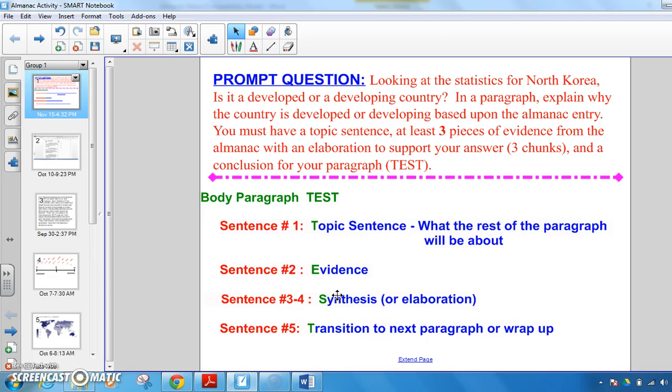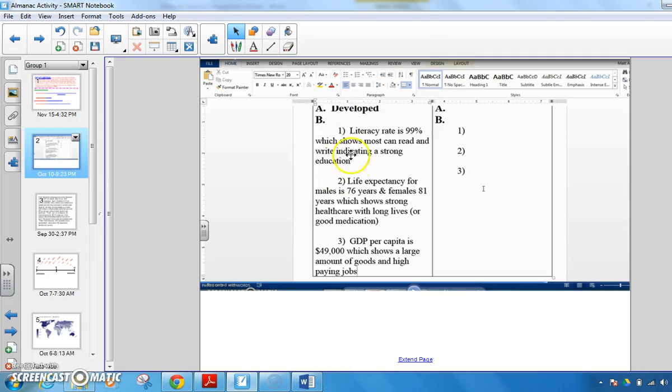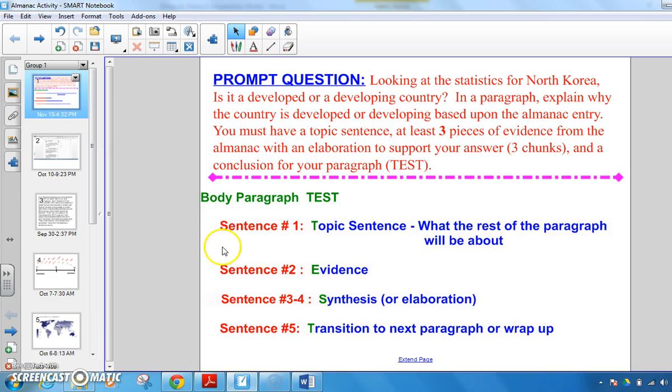Now if you're wondering, Bayesian, what do you mean by evidence, elaboration? Well, take a look. This is what you've been doing. This is my example I gave for the United States. And there's my topic sentence: it's developed, right? Obviously that would be in a complete sentence. And then chunk 1, chunk 2, chunk 3. So you've been doing this all along, and all you need to do is tack on a transition or a close for that paragraph. So make sure it's in TEST, 3 chunks, developed or developing.